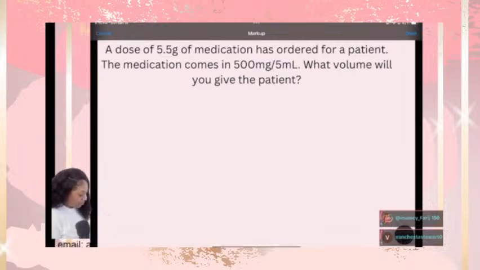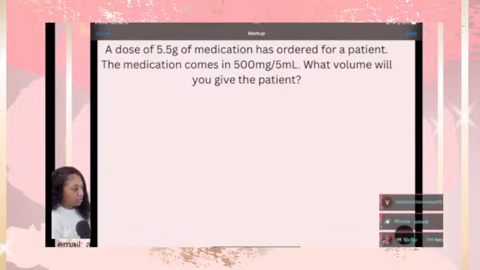A dose of 5.5 grams of medicine has been ordered for a patient. The medicine comes in 500 milligrams per 5 mLs. What volume will you give your patient? So this is one of those easy peasy lemon squeezy ones, but I'm going to show you how to do it with dimensional analysis, because that was what was requested at the beginning.